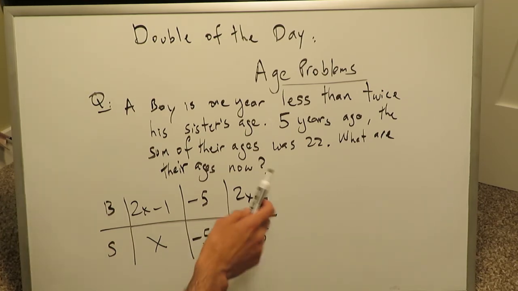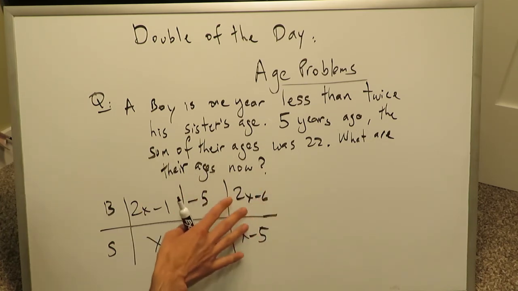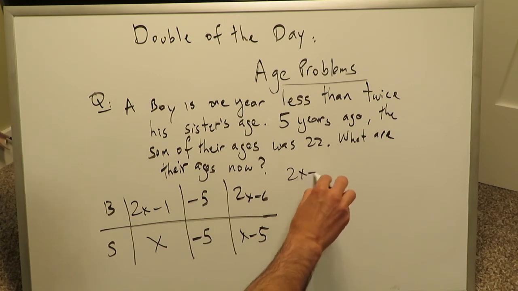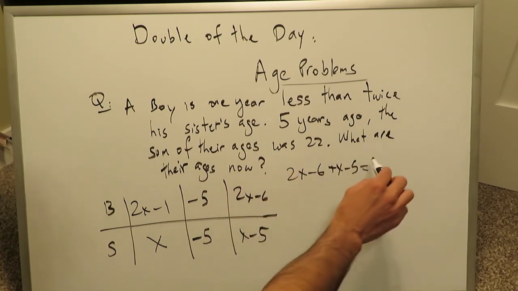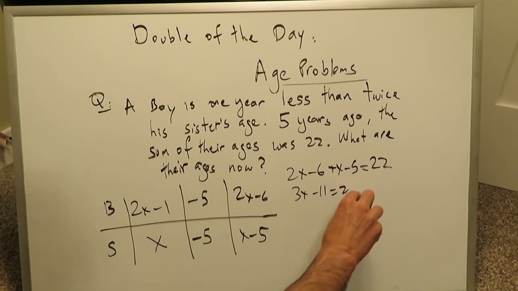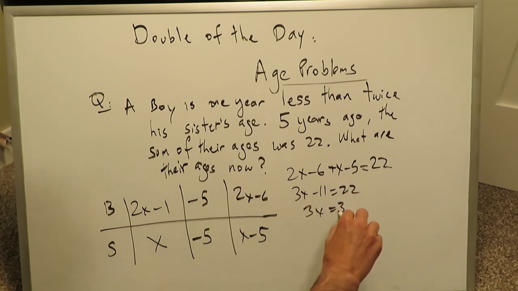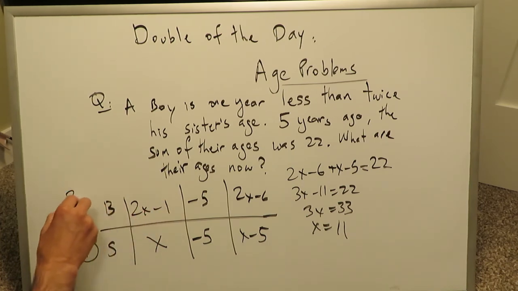But the question says you have to find their current ages now, and you have to use this last part. The sum of their ages was 22 5 years ago. Take these two terms, 2x minus 6 plus x minus 5, and you equal it to what you have, 22. Solve it out. You'll have 3x minus 11 equals 22, 3x is equal to 33, and x is equal to 11. That tells you the sister right here will be 11 years old because she's just an x. But the brother will be 11 times 2 minus 1, which is 22 minus 1, 21 years old. So these values here should be good.